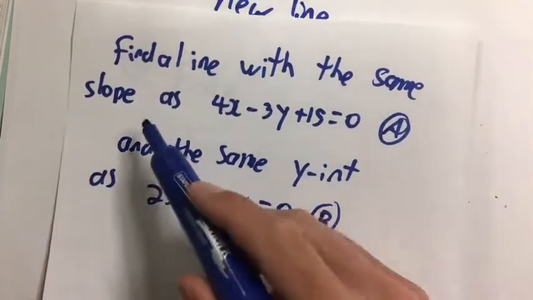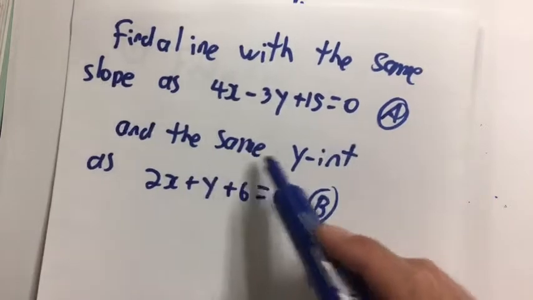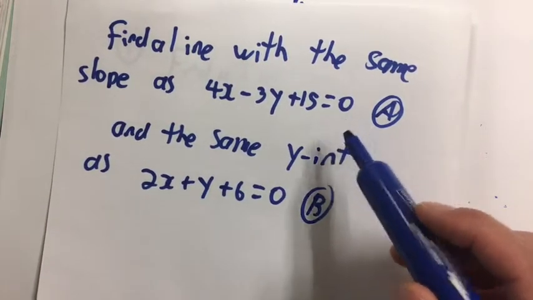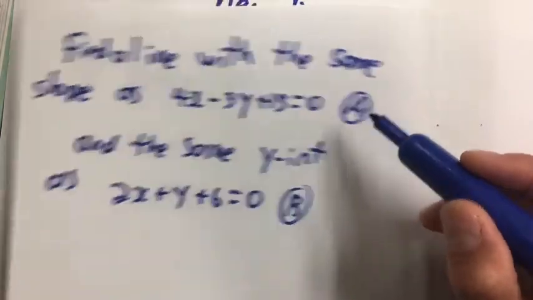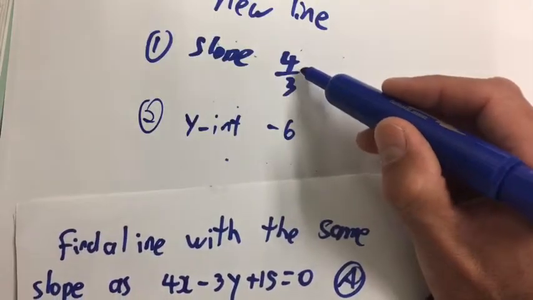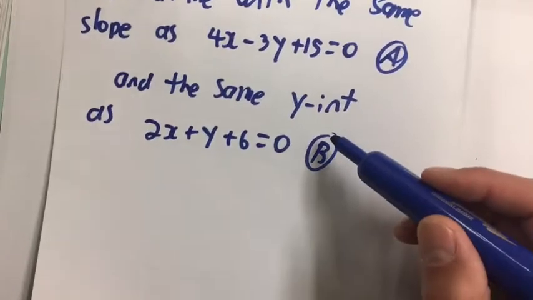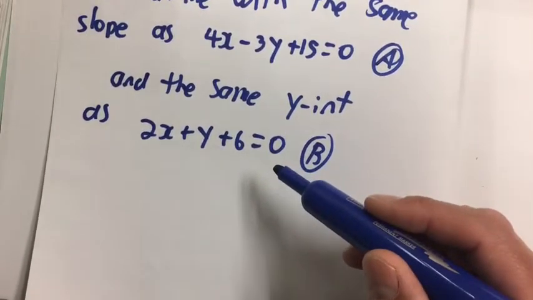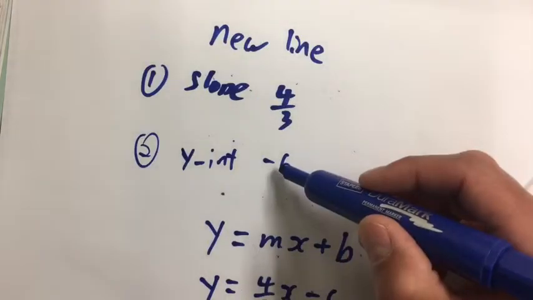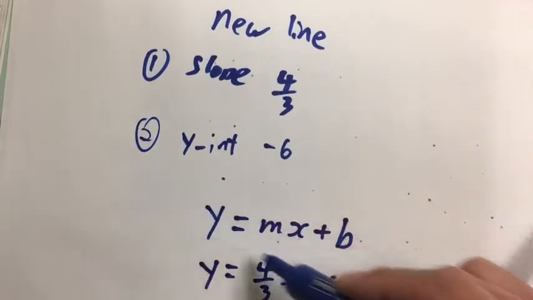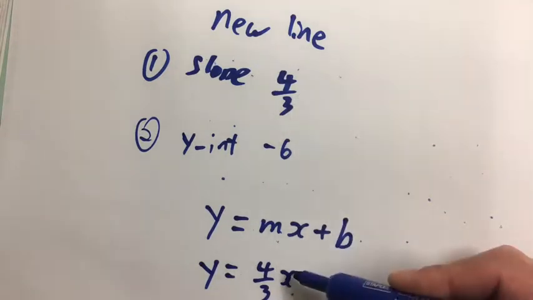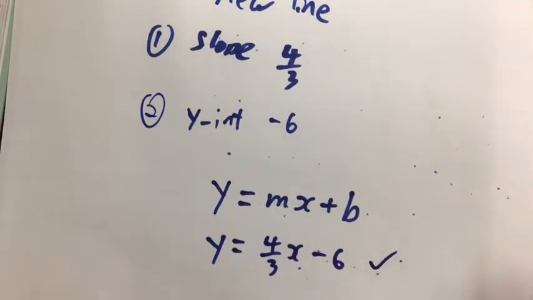So when the question was, find a line with the same slope as this and the same y-intercept as that, I found the slope of this by putting it into y equals mx plus b form. I got this slope here. And I found the y-intercept of that, again, by putting it into y equals mx plus b form and reading the b value. That's where we got that. And then we take our new line in y equals mx plus b form, put in the m value, put in the b value, and we're done.